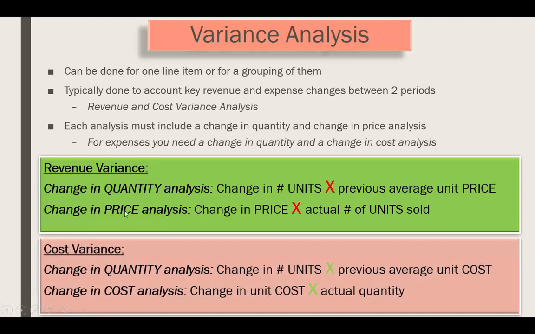For our cost variance, we look at the change in quantity analysis first. It's fairly similar: change in number of units times previous average unit cost. So that's the big difference. The price would be the amount of revenue we brought in per customer. The cost is the average cost per customer. And then we look at our change in cost analysis, which is the change in unit cost times the actual quantity. So the big difference is that we're looking at costs instead of revenue. In both cases, we're simply evaluating the line to see if the results are due to the fact that we served more, so we had more covers, or because we increased our costs by too much.